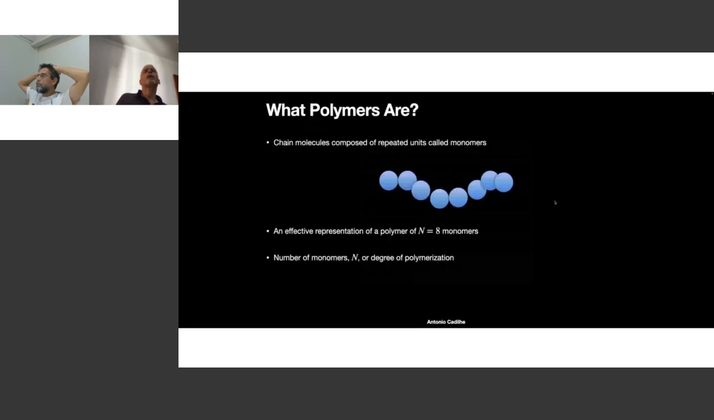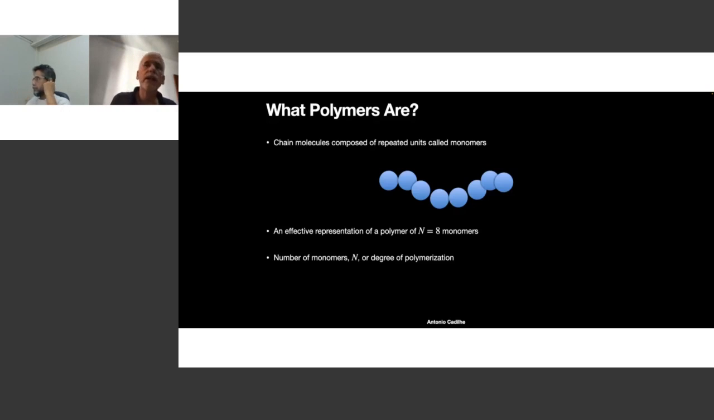Then, why study polymers and what do polymers represent? Polymers are very complex molecules, but they have units that are repeated again and again along the sequence. Let's say a linear polymer. For that, I have these beads that describe a monomer. Here, we have 8 of them.